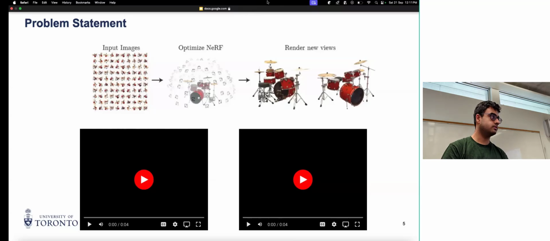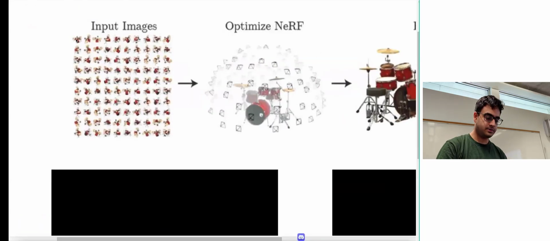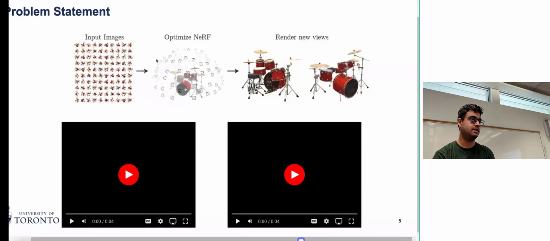So NeRFs are trying to solve the problem of view synthesis. That is, we're trying to generate new views of a 3D scene, given that we already have a set of views of a particular scene. As you can see here, NeRFs are taking several inputs of the same scene, but from different views. And they're finally trying to render new views that are not already present inside the original input of the same scene itself.